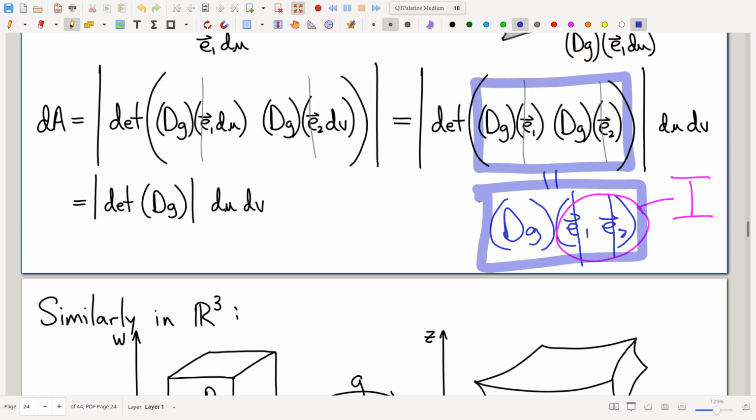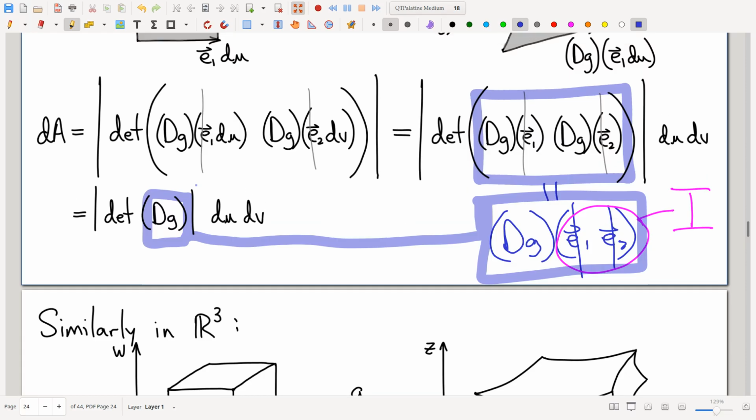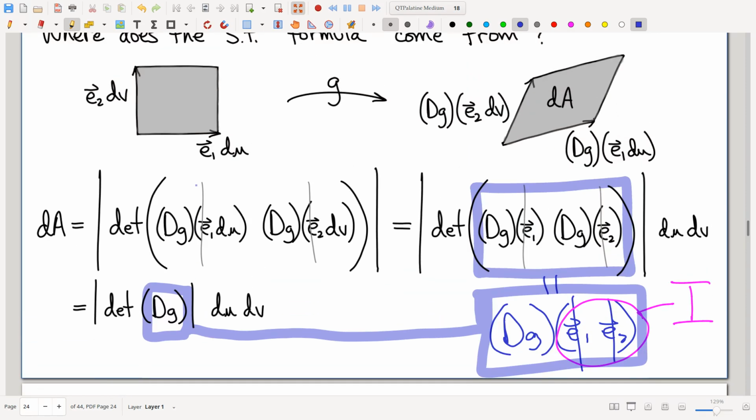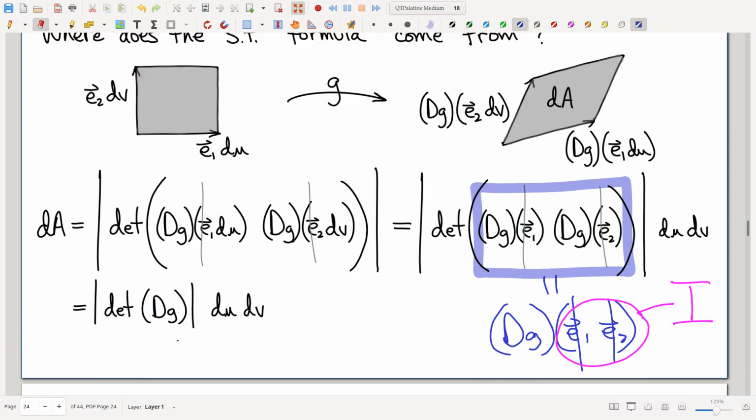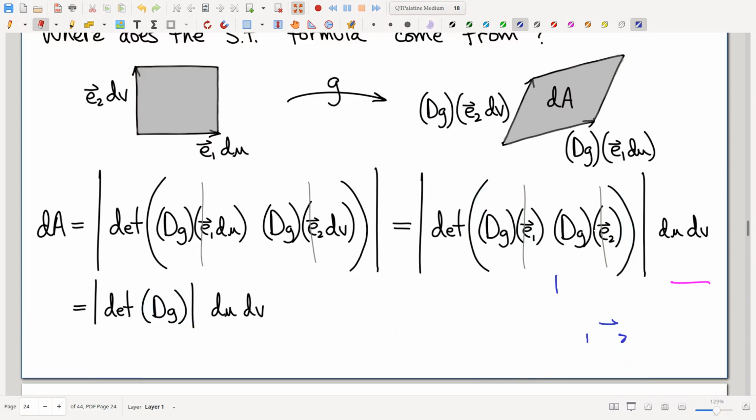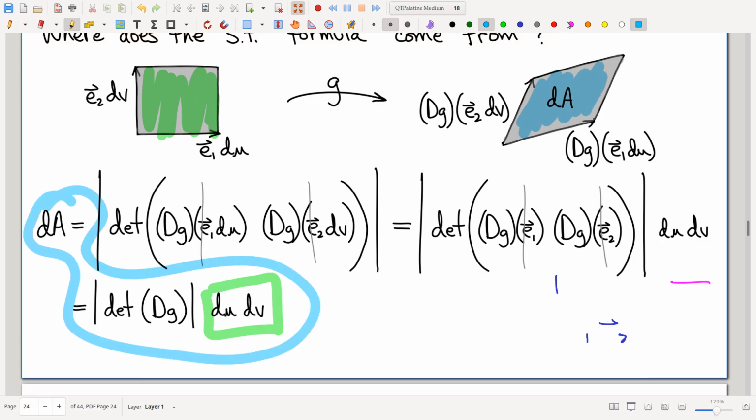So that is just that. And lo and behold, we're done. We got exactly what we needed. Keep in mind our actual goal here was to figure out what to multiply by input area to get output area. And we now have that, and there it is, as promised, the absolute value of the determinant of the derivative matrix.